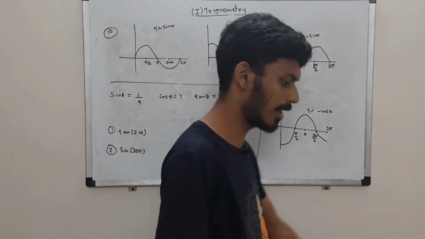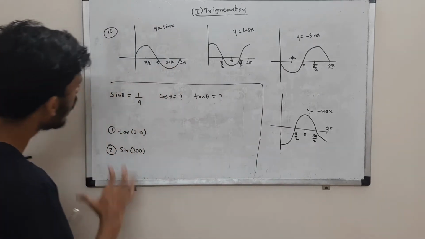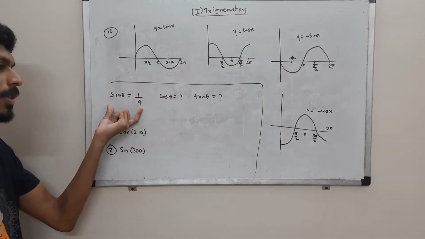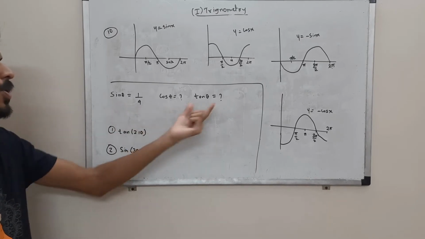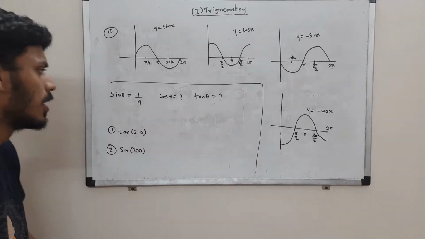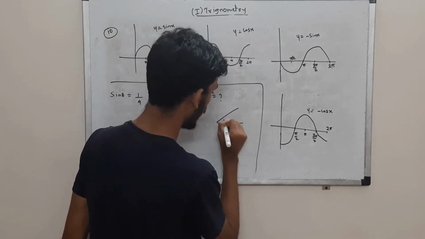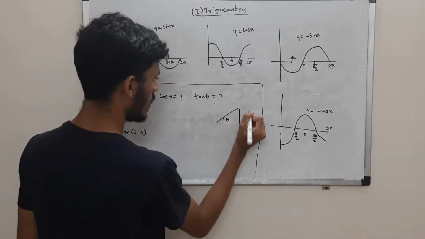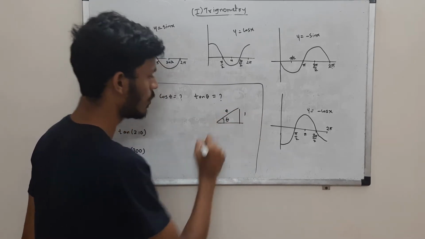So those are the general graphs. Let's take on some questions now. In the first question, you are given that sine of some angle theta in a right angle triangle is 1/4. You are supposed to find cos theta and tan theta. How will you do this? It's very simple. Sine theta is defined as opposite upon hypotenuse, so opposite is 1 and hypotenuse is 4.